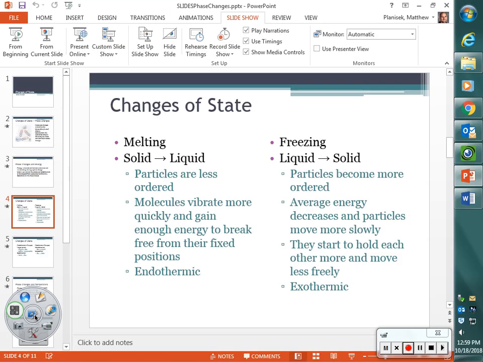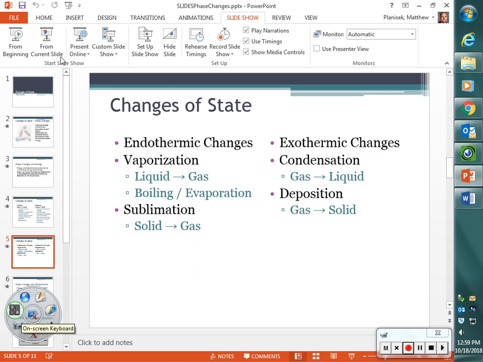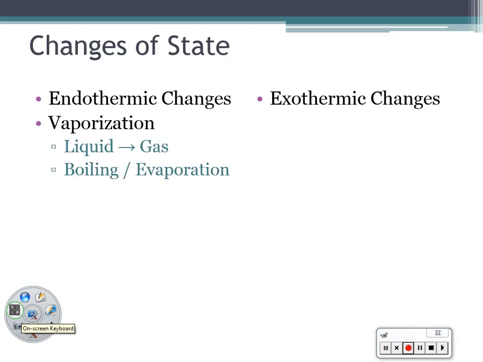So to finish off this section, vaporization is what we call the transition from liquid to gas. It is also an endothermic process because we have to increase the energy, okay?